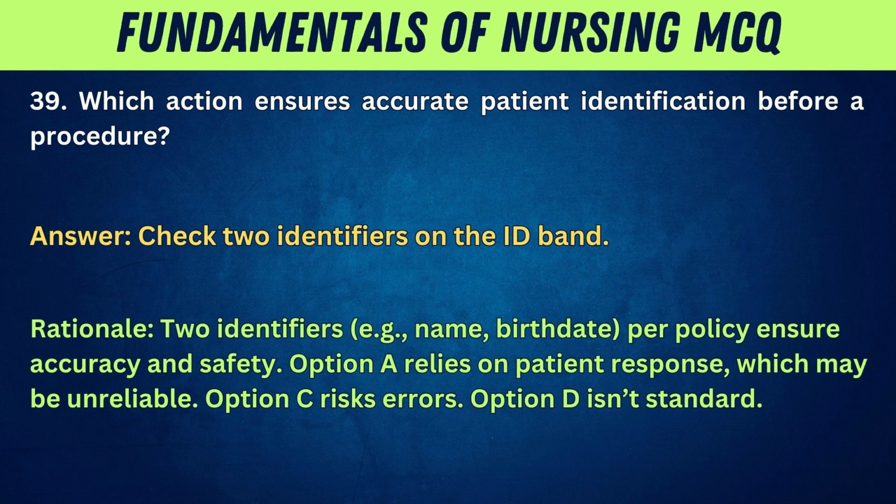Answer. Check 2 identifiers on the ID band. Rationale. 2 identifiers, e.g., name, birth date, per policy ensure accuracy and safety. Option A relies on patient response, which may be unreliable. Option C risks errors. Option D isn't standard.